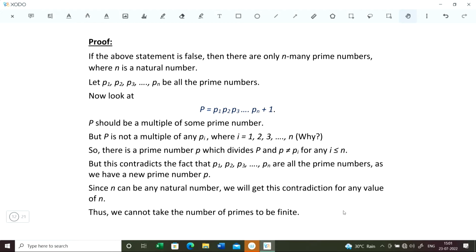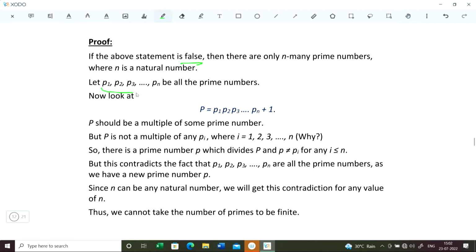Okay, so can I say that by proving it by contradiction, I'm actually saying that my statement is right by proving that it cannot be false? Okay, so let's see how the proof goes. First I take that my statement is false. Then what does it mean? That we have a finite number of prime numbers.